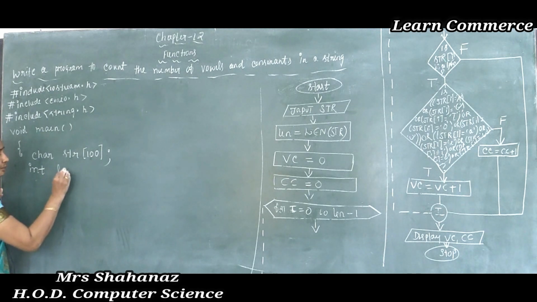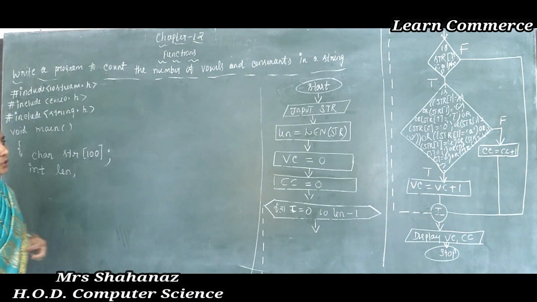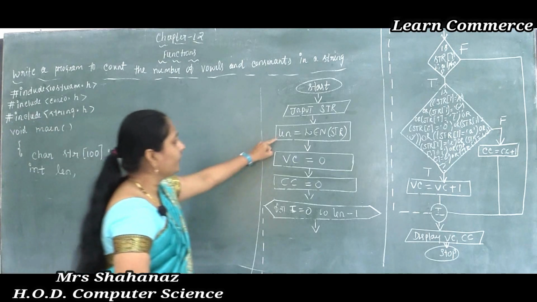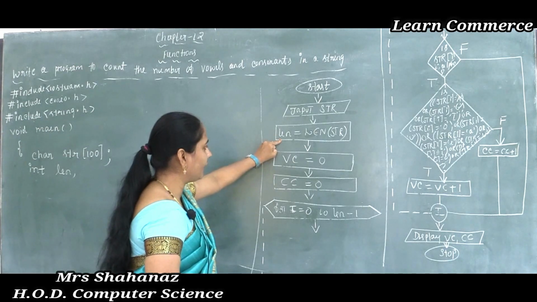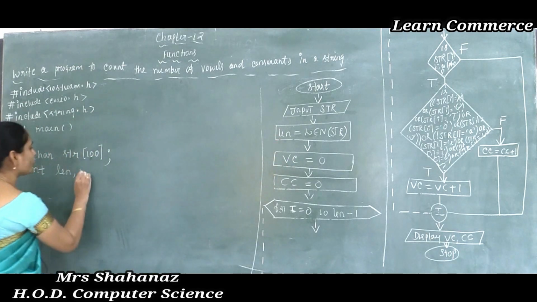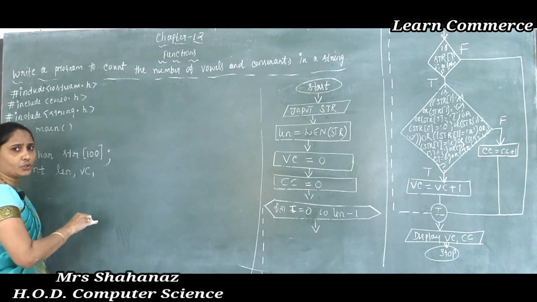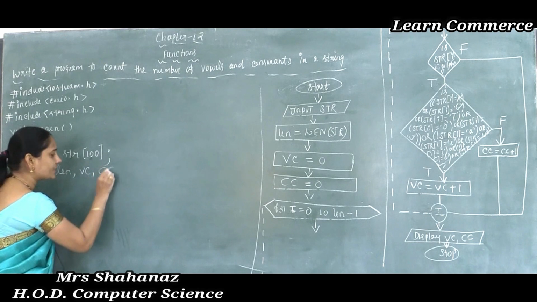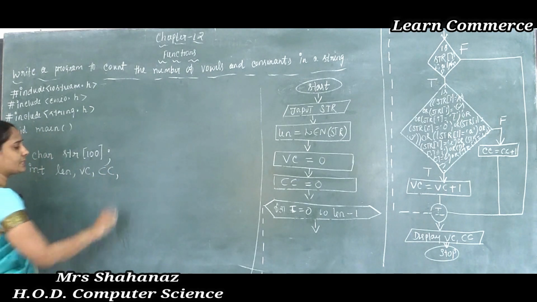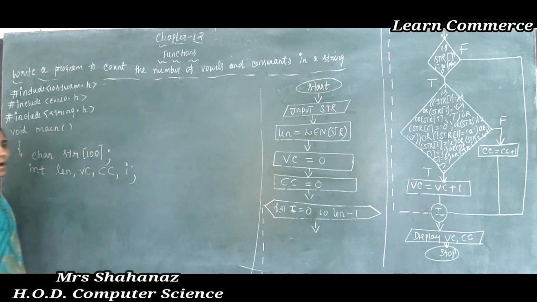And later first of all is about our len. Clear this one? I need to use the len value, and also I want to use the initialization of VC. Later I am going to initialize the value to the VC here, and CC. I am going to declare the VC, CC as well as the variable i.